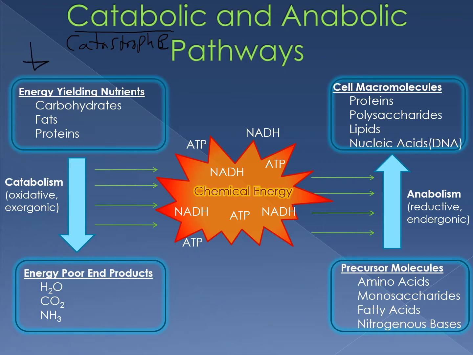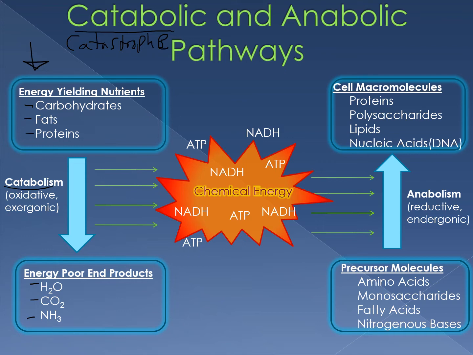So catabolic pathways are where we take big molecules like carbs, fats, and proteins and make them into small molecules like water, carbon dioxide, and ammonia. This is called catabolism. So metabolism has two general categories, catabolism and anabolism.